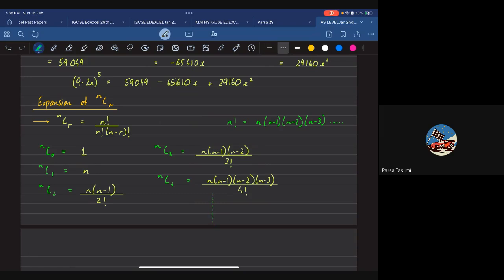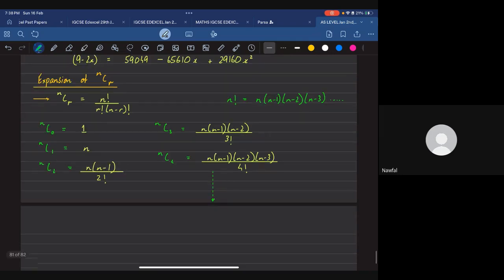Is this clear, guys? Anyone who does not understand this? Parthenople, is this clear? No, sir, it's clear. Yes, sir. All right.